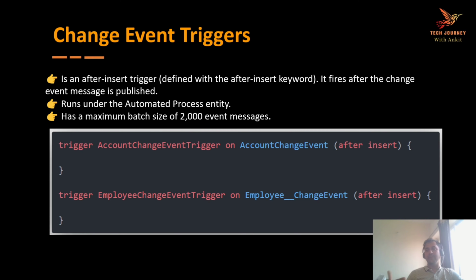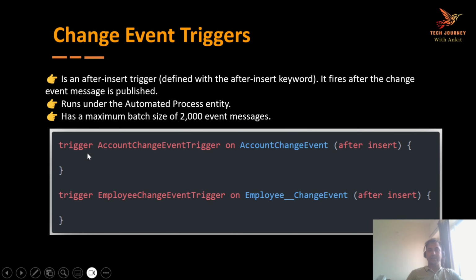So for example, if you are creating a record by using the change event trigger, you have to make sure that you are correctly setting the owner of the record. Otherwise, the default owner is the automated process entity wherever the record is getting created by using the change event trigger. And the next point here is the maximum batch size that your event trigger can handle is 2000 event messages. So this is how your change event trigger will look.